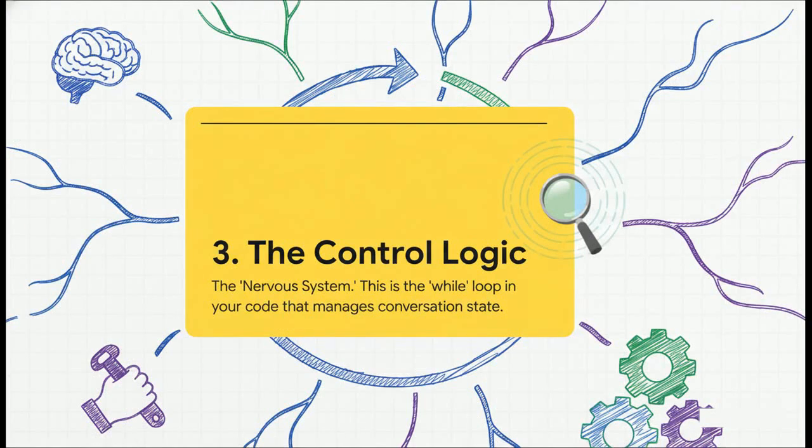And finally, and I'd argue most importantly, we have the control logic. This is the nervous system. This is your code. It's that while loop that connects the brain to the hands. It's what manages state, it's what enforces safety, and it orchestrates the entire process. This is where you, the architect, have the most control and the biggest impact.